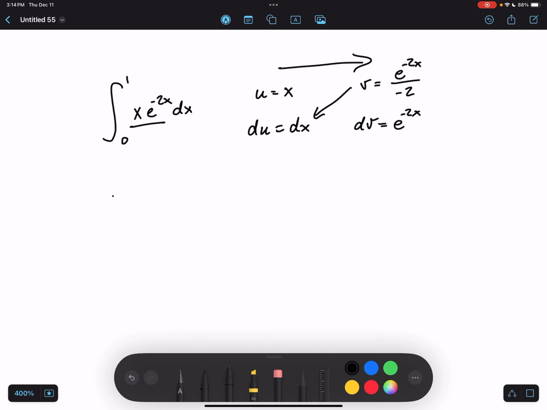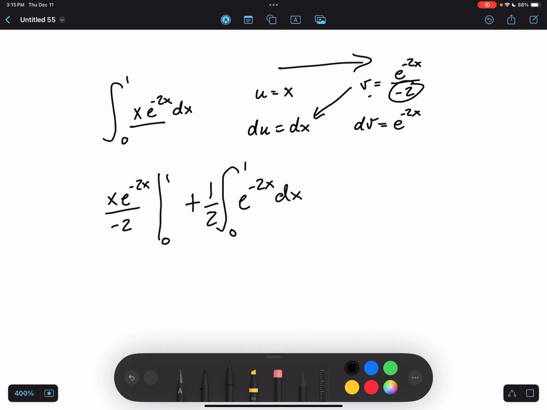And so first up, we get x e to the negative 2x over negative 2, integrated from 0 to 1, minus the integral, also from 0 to 1, of, there's a negative 2 on the bottom here, so we can pull that out and change the negative to a positive, and do a 1/2 out in front of the integral, e to the negative 2x dx. And that's just by going down this way.